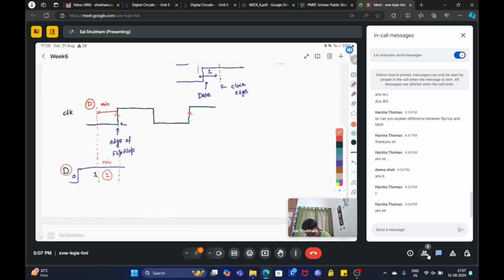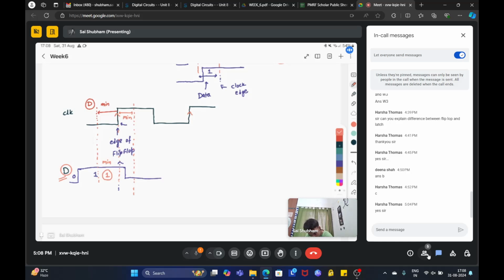But the problem is that suppose this is your edge, and as soon as after this edge the data changes, there may again arise some violation. So you need a minimum time after the edge before which your D input should not change. Otherwise, that flip-flop won't be able to latch the data.